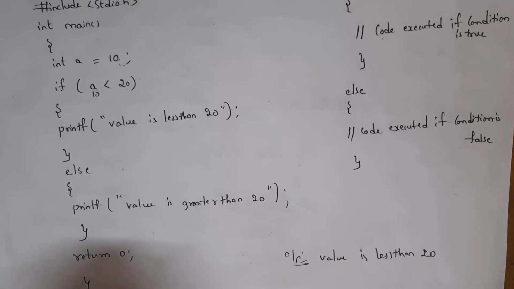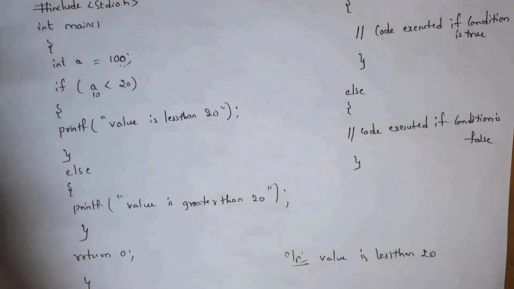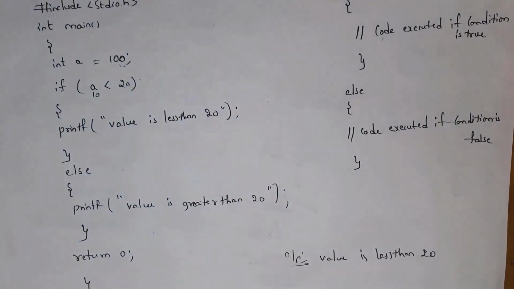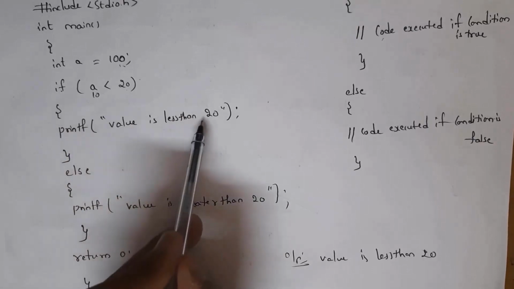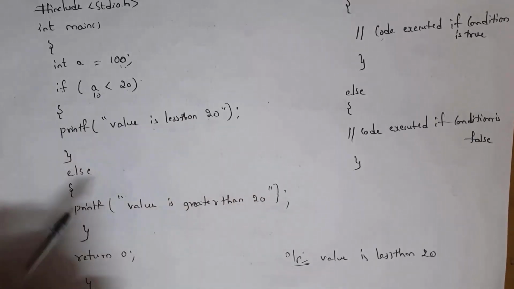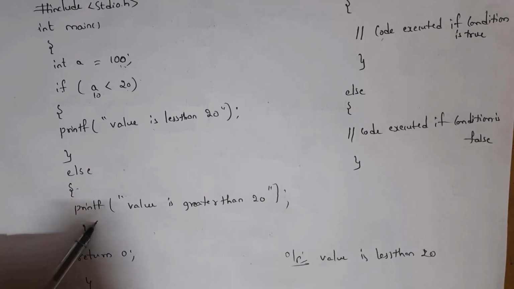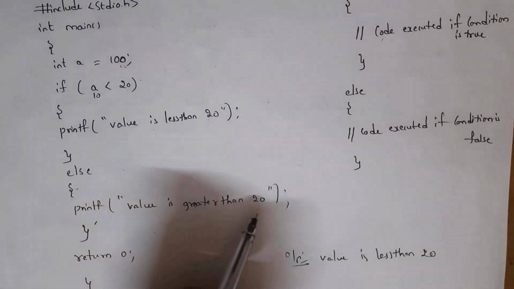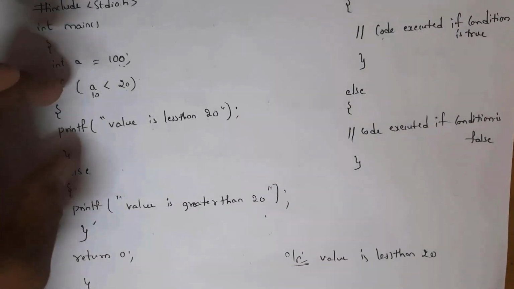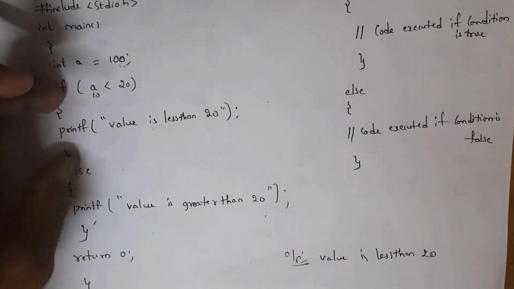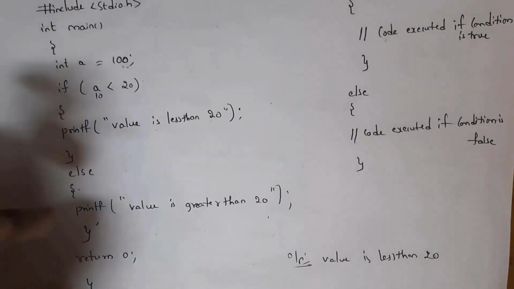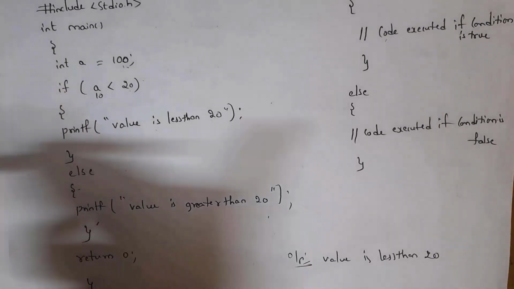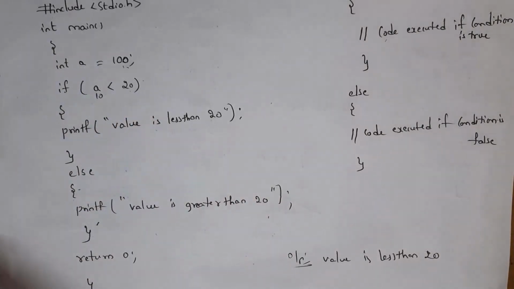For example, in place of 10, if I give 100 here, 100 is not less than 20. 100 is greater than 20. So this condition is false. So whatever statement is present inside else will be executed. So I will get the output value is greater than 20. If the condition is true, whatever statement is present inside if will be executed. If the condition is false, then whatever statement is present inside else will be executed. This is the if else statement.